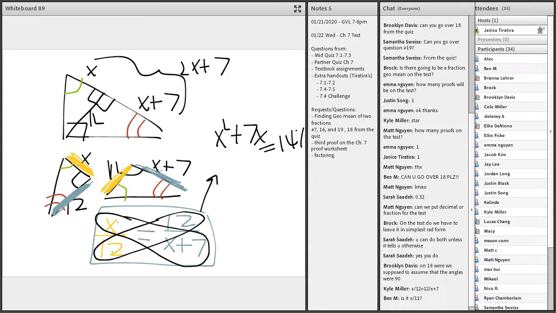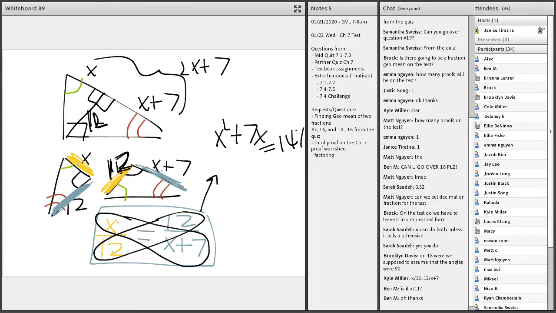Oh, I'm sorry, this is a 12. This is a 12 right here, if you look at your quiz. Okay, so from there, now we are going to move the 144, so subtract it from both sides. We have a trinomial equals 0. And we're trying to figure out what numbers multiply to negative 144 and add to 7.